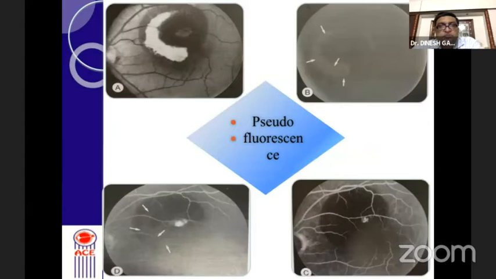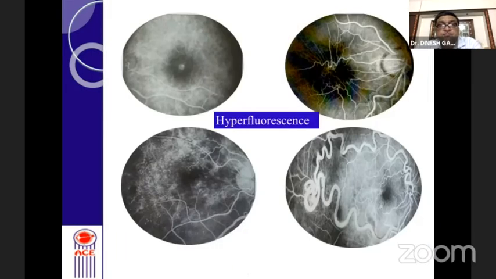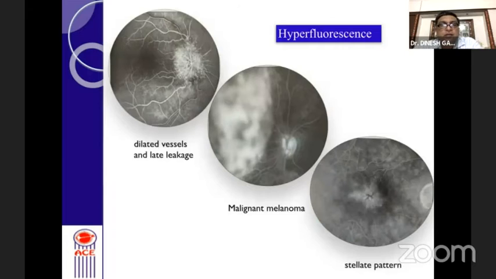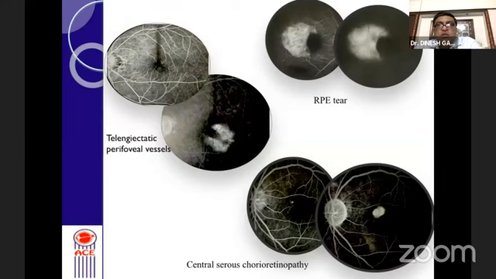Then pseudofluorescence might be seen in RIP, and hyperfluorescence is usually seen in a neovascular condition or in large macroaneurysms, dilated leaking vessels, even malignant melanoma or cystoid macular edema will also give a hyperfluorescence. Then RPE tear, CSR also gives hyperfluorescence, and telangiectatic vessels will also hyperfluoresce during angiography.